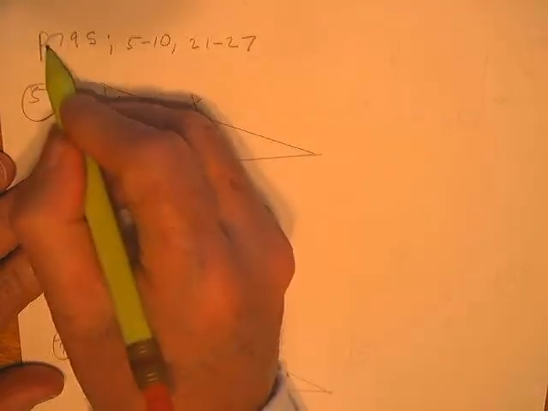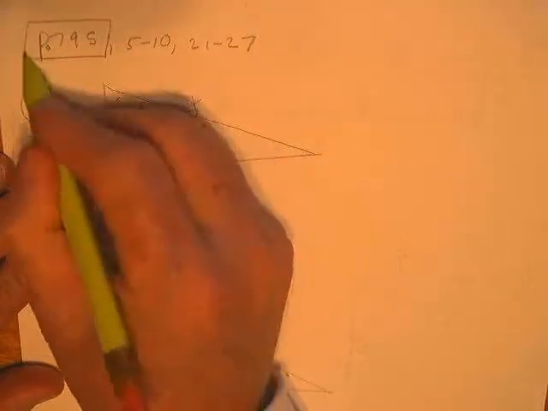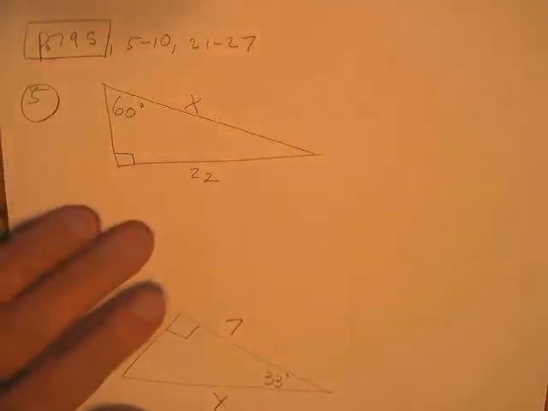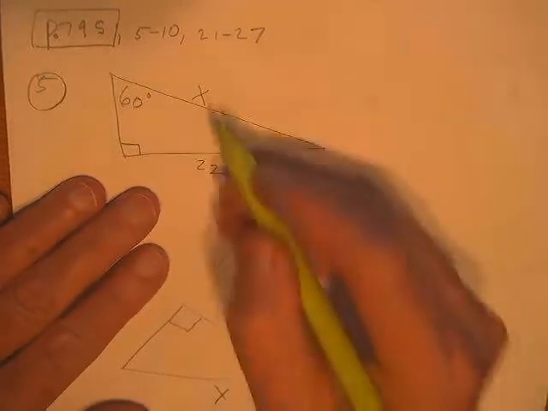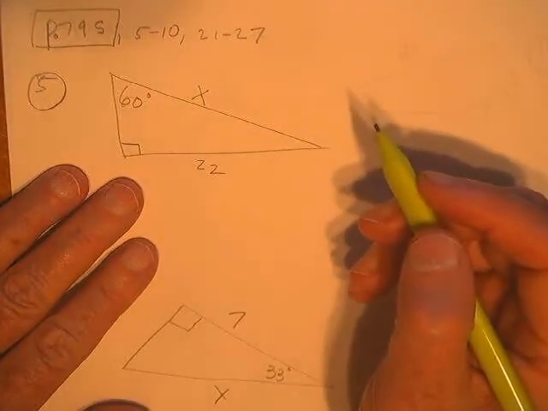Online schooling from home. So there's page 795. We're going to do these problems. So let's jump right in on number 5. They want me to find x.